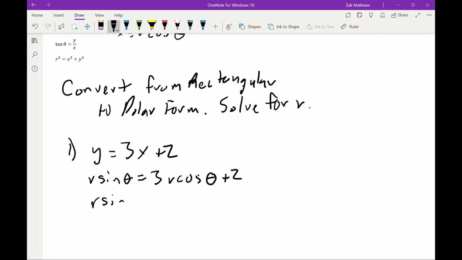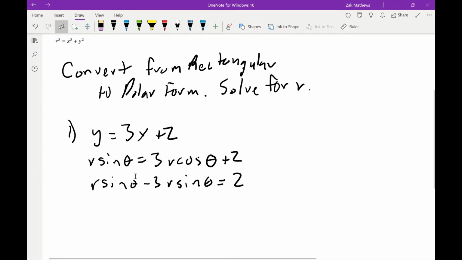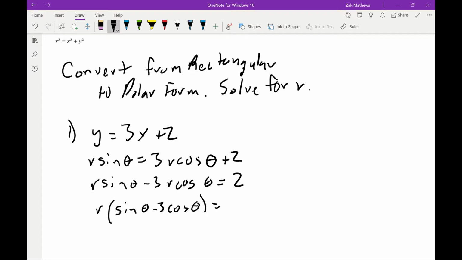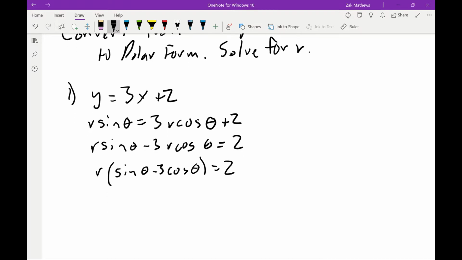So if I want to solve this for r, I want to get the r's to the same side, meaning I'm just going to subtract that 3r cosine theta over to the left side. Once I have both of those r terms on the left side with no other non-r terms over there, I'm going to factor off the r. I write that as a sine, and that, of course, should be a cosine. So r times sine theta minus 3 cosine theta is equal to the 2. And now if I want to get r all by itself, I'm just going to take all the stuff that's not r and divide it over to the other side.